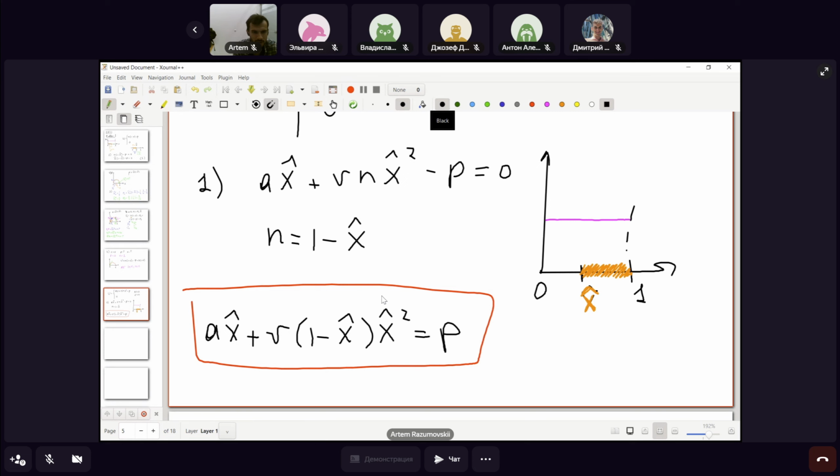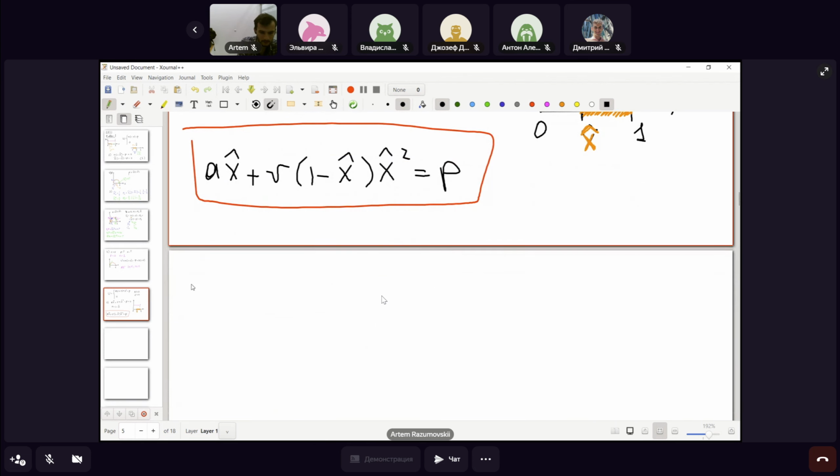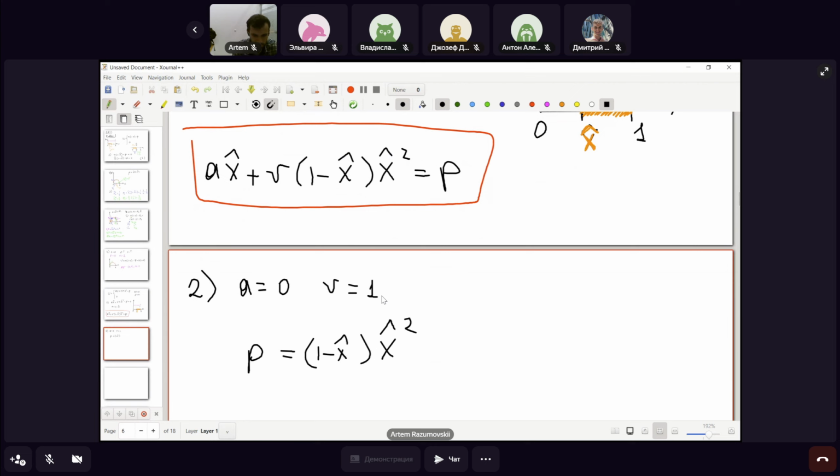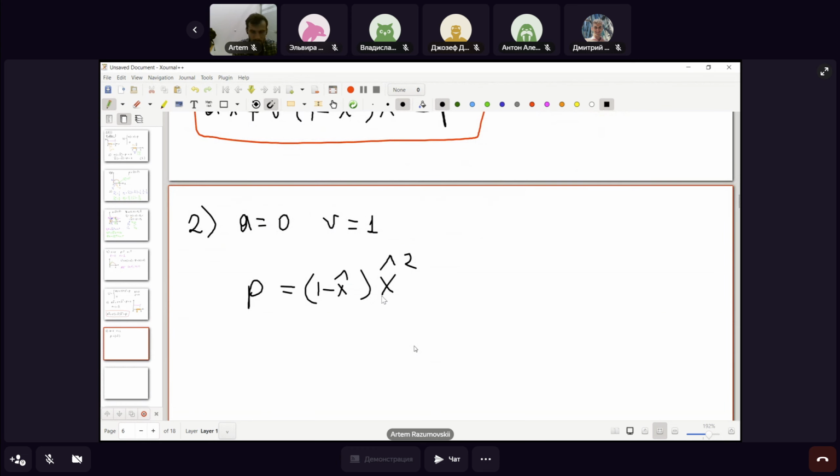And then the second question is we need to assume a equals 0 and v equals 1. So then we need to find the maximum p available for the platform and draw the figure that shows price as a function of x hat. So then a equals 0 and our equation is 1 minus x hat squared. So how to find the maximum?